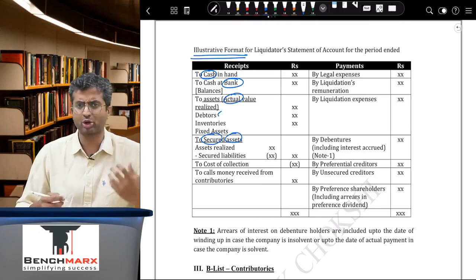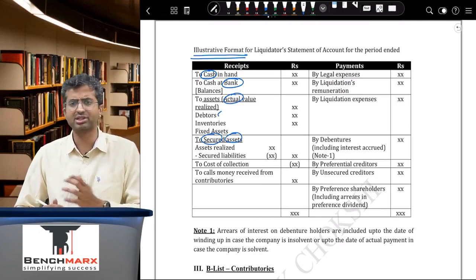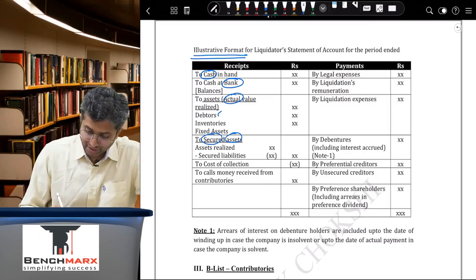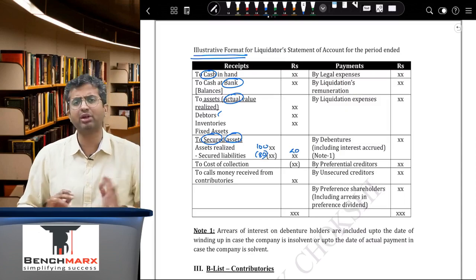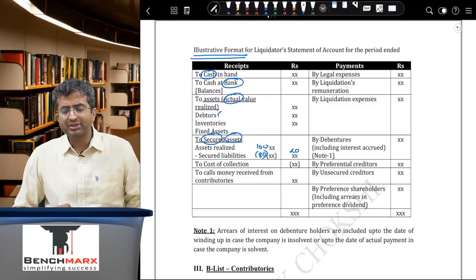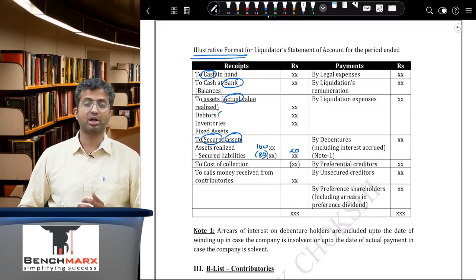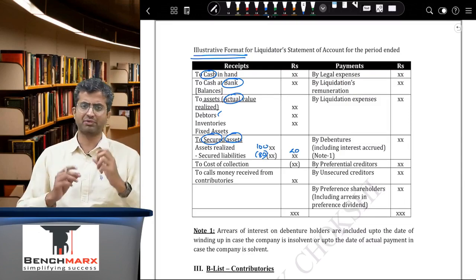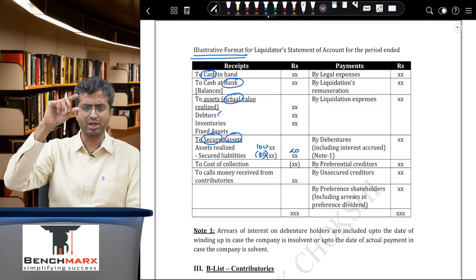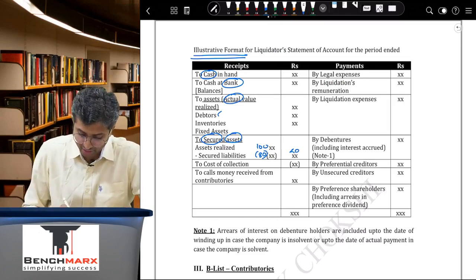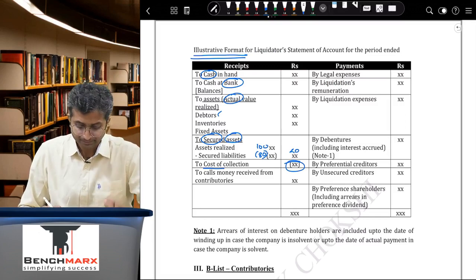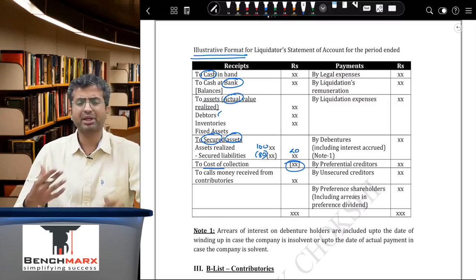But when we look at secured assets, for example, land and building is given as a security for a loan, and the secured asset gives us 100, and the loan is worth 80, and hence the net 20 will only appear. In all of these cases, if there is any cost of collection, for example, debtors are worth 102 rupees, and 2 rupees is the cost of collection, then you will show 102 minus 2, that is net 100 over here. So if there's any cost of collection, it will be reduced from the respective item. So these are the typical asset collections.